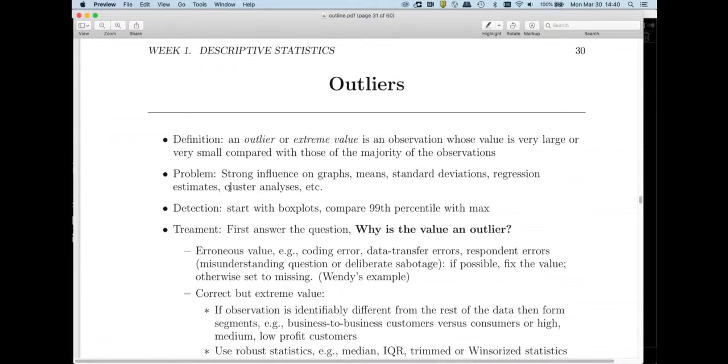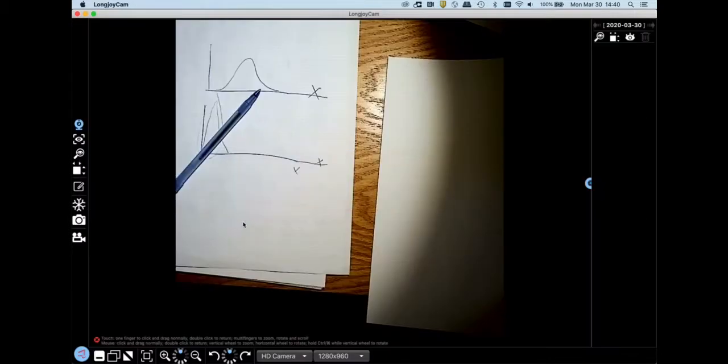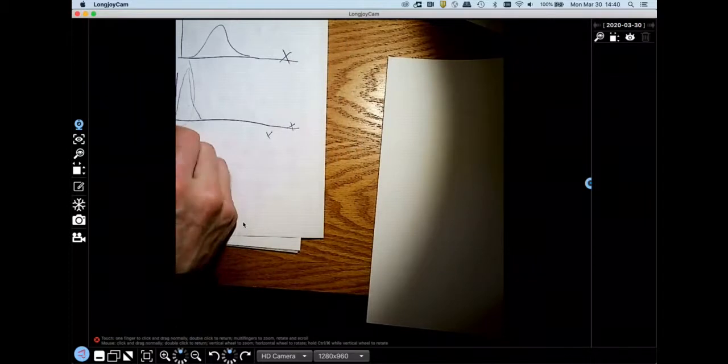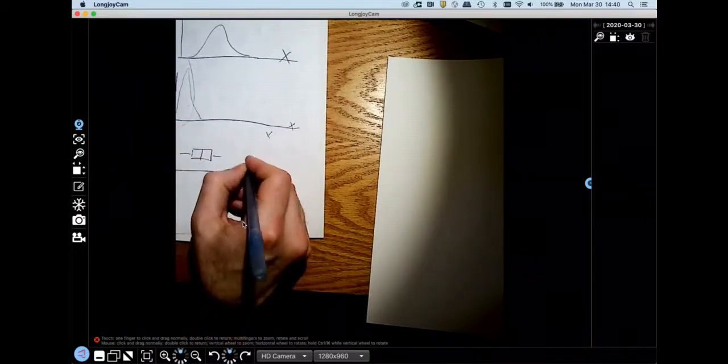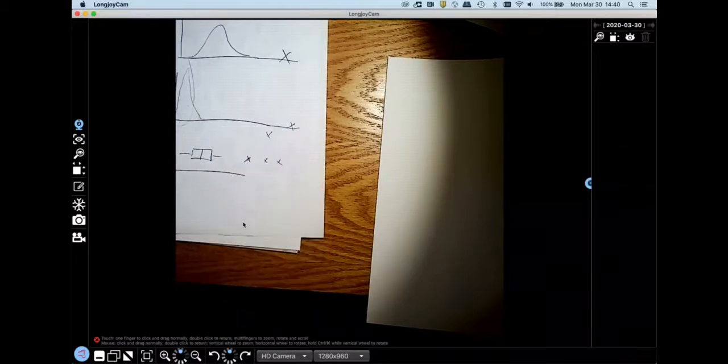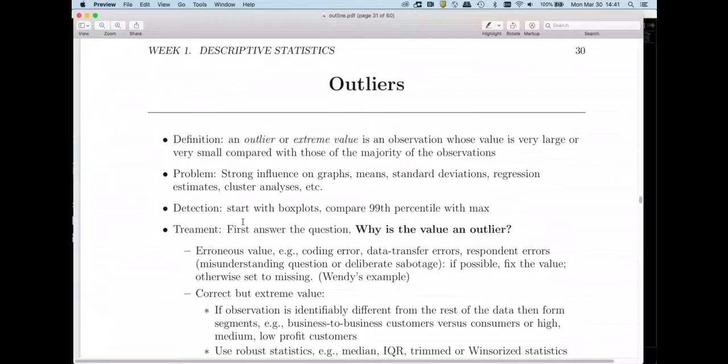How do we find them? Well, I said to start with, look at a box plot. A box plot is probably the best graphical method for showing outliers, and as we saw before, here's a nice box plot. Outliers are plotted outside of that, and so we can clearly see that there are three extreme values there.